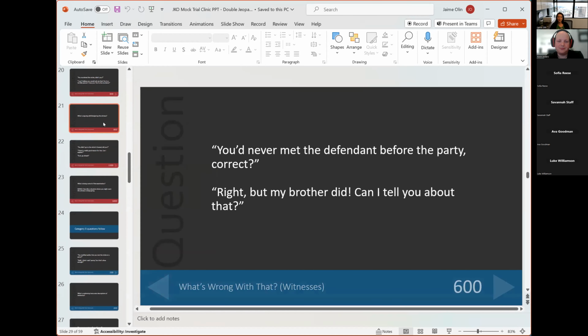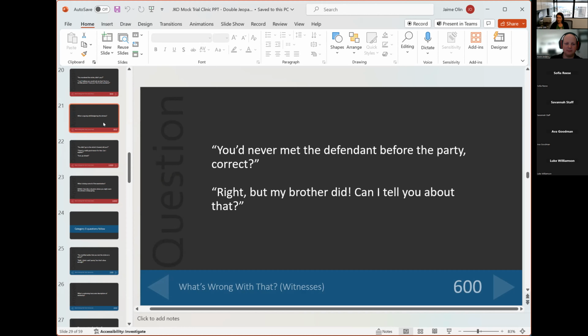Okay, so we're talking about what the witness says here. Question: you'd never met the defendant before that party, correct? Answer: right, but my brother did. Can I tell you about that? Savannah Staff. I think that it's like hearsay because I personally didn't, but someone I know did. So I'd be telling everybody what they said. So it would be hearsay, I think.